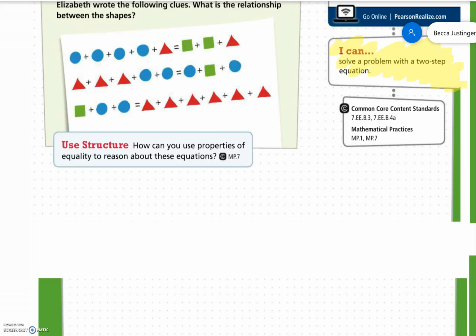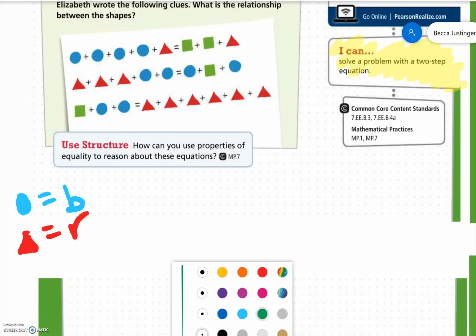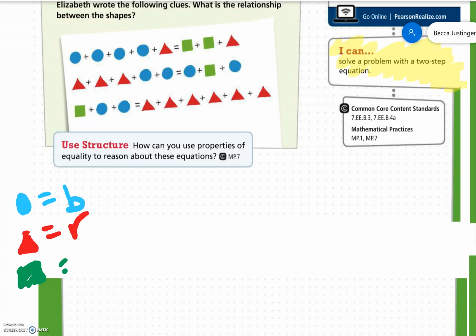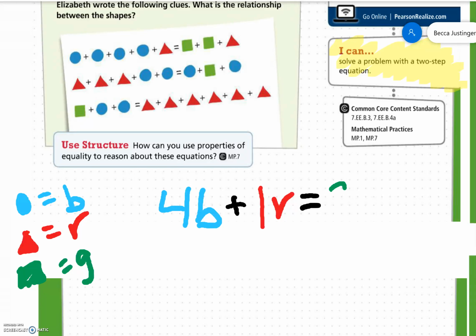Okay, so let's say the blue circle is B, the red triangle we can do R, and the green square we can do G. Okay, so in the first equation, I have 4B plus 1R is equal to 2G plus 1R.